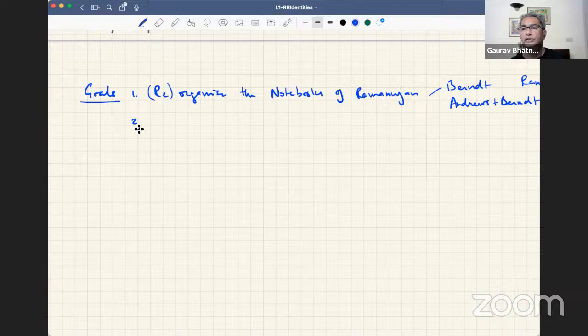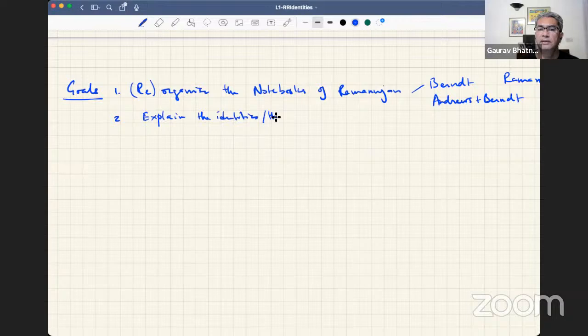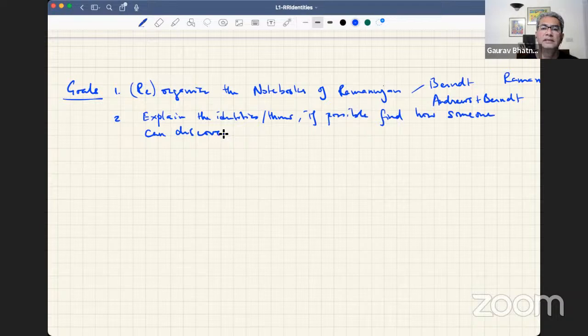So there is perhaps a lot more to discover there than in the published papers. And what we want to do is explain the identities and theorems, and if possible, find discovery approaches, how someone can discover such identities. We don't know how Ramanujan thought, but the hope is to somehow get into that. We want to focus on techniques which you can potentially use.